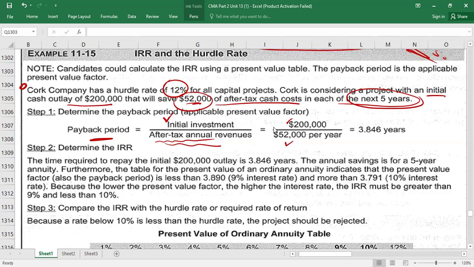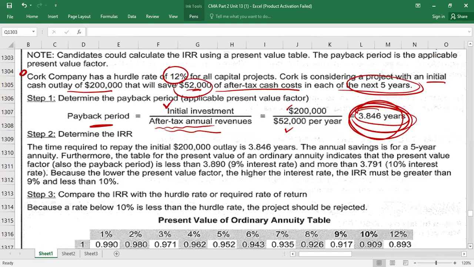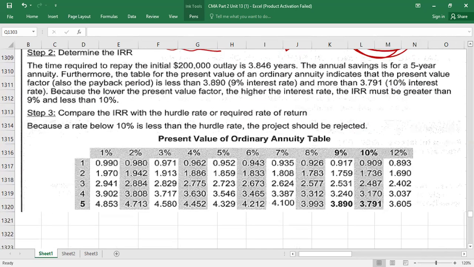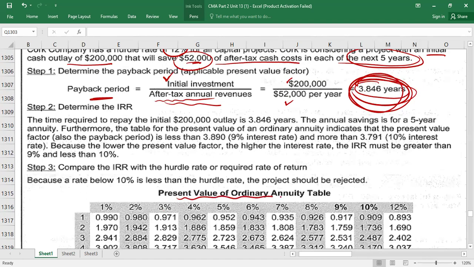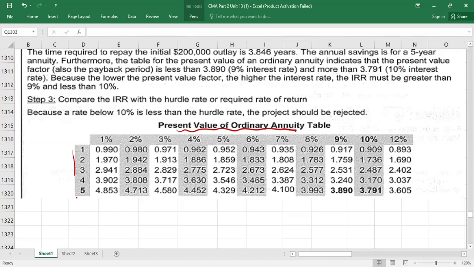200,000, which is initial investment, divided by after tax annual cash flow, so you will get a payback period of 3.846 years. It means this project will take 3.846 years to recover its cost. That's fine. But now this figure, I will search in the annuity table. I'll go to the present value of ordinary annuity table. This table is given in the question. And I will search first what is the project life, 5 years. So I'll go to the year 5 row.